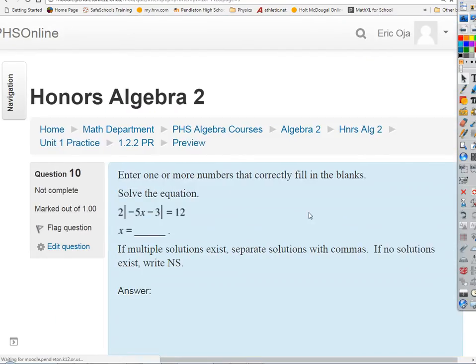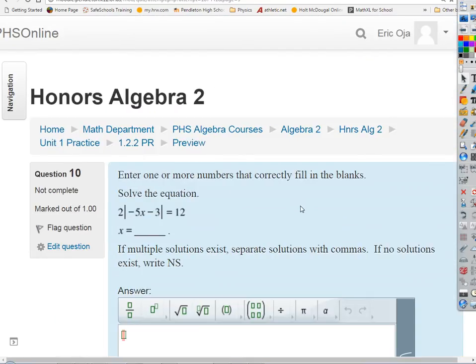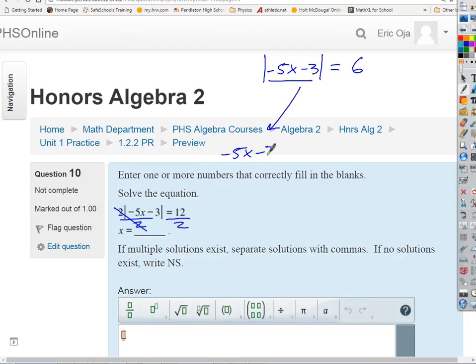Okay, a few more to go. Okay, this time to get the absolute values by themselves, I've got to first divide each side by 2, and then I end up with the absolute value of negative 5x minus 3 equals 12 divided by 2 is 6. So now I can make the trade. What's inside, negative 5x minus 3, either equals 6 or it equals negative 6.